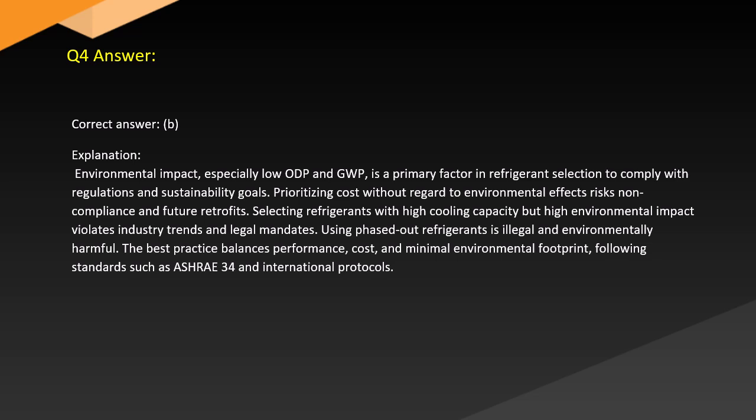Answer. Correct answer: B. Explanation. Environmental impact, especially low GWP, is a primary factor in refrigerant selection to comply with regulations and sustainability goals. Prioritizing cost without regard to environmental effects risks non-compliance and future retrofits. Selecting refrigerants with high cooling capacity but high environmental impact violates industry trends and legal mandates.